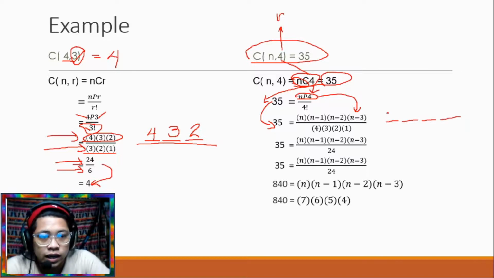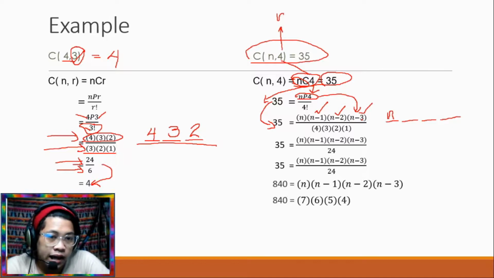Sa unang guhit, ilalagay natin dyan yung ating sample size, which is n. Sa ikalawang guhit, n minus 1. Next is n minus 2. Next is n minus 3. So, pansin natin, we have 1, 2, 3, and 4. Apat po, galing yan sa nP4. Now, sa ibaba naman, we have 4 factorial. Ibig sabihin ng 4 factorial is 4 times 3 times 2 times 1.